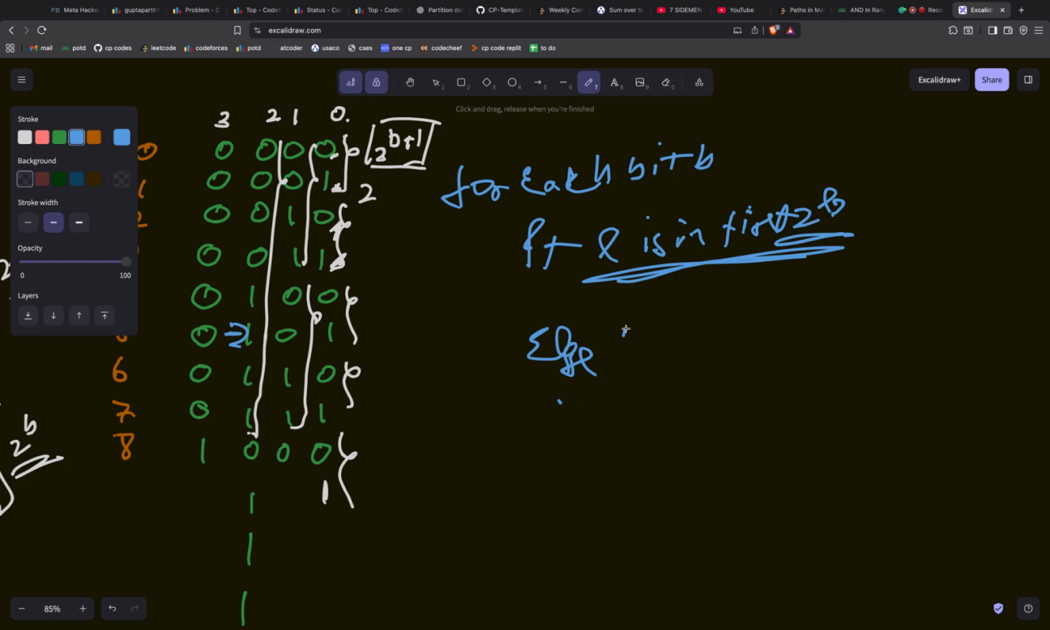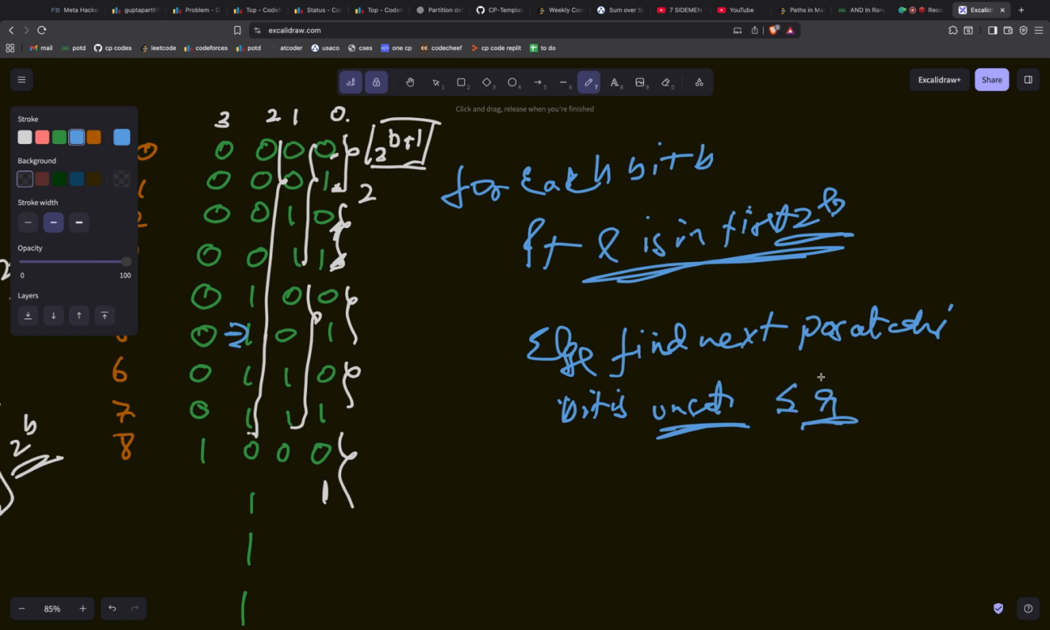We'll find the next position at which the bit is unset, and at this position check if this is less than or equal to R. So check that this position is in this R range. If it is less than or equal to R, again this bit would not get set. If not, set the b bit.